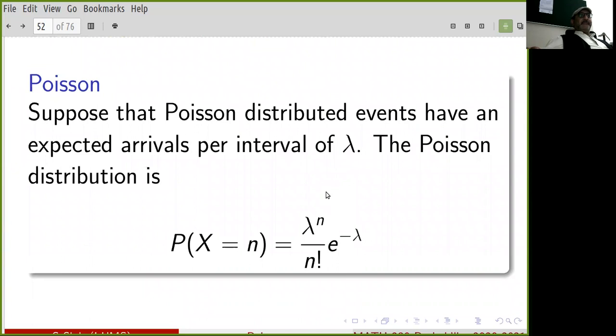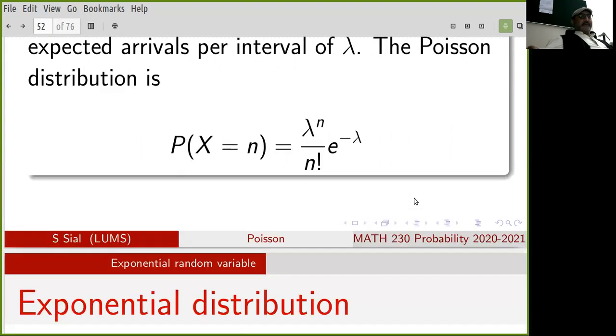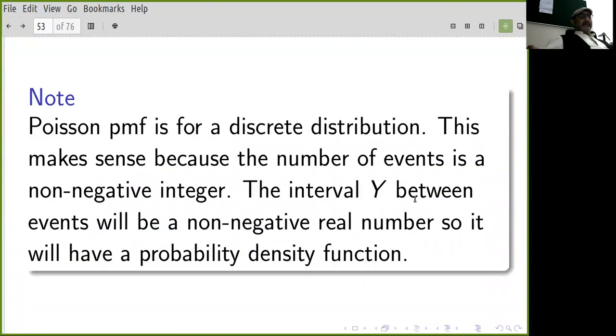Okay, so once again, if you have expected a certain number of Poisson events per interval, lambda, then the Poisson distribution is the probability that x equals n equals lambda to the n over n factorial e to the negative lambda. So this lambda, this expectation, is a parameter in the Poisson distribution. And that's discrete. So that's x.